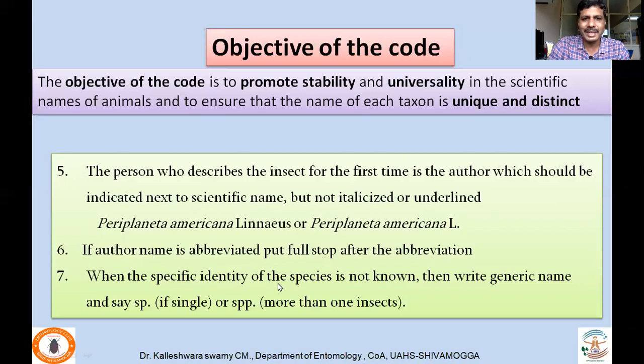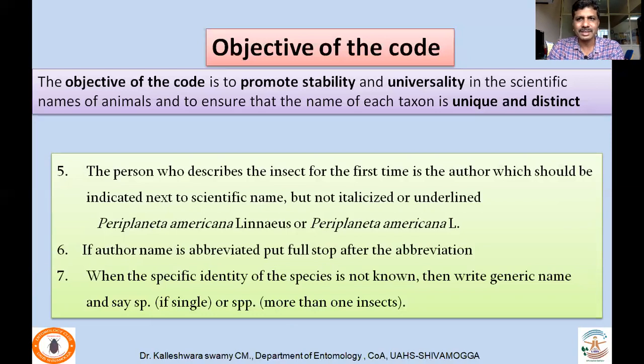When the specific identity of the species is not known, write the generic name and say sp. if there is only one specimen. If more than one specimen is there, you can write spp. What does it indicate? For example, with Periplaneta, you could identify to genus level. You collect some specimens of cockroaches, you identify to genus level, but you are not clear whether it is americana or not. If you have collected one specimen, you can put it as Periplaneta sp. If there are more individuals, each looking similar, but they belong to genus Periplaneta, what are you going to do? You consider it as Periplaneta spp. That indicates that there are more species under Periplaneta in your collection.